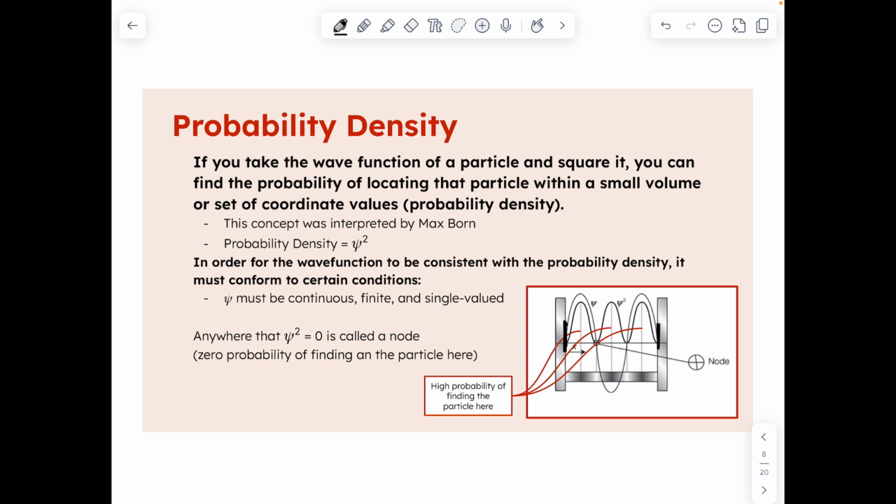So anywhere that the regular wave function crosses this axis here is where you'll get a node, as well as the 2 endpoints. So you're never going to find the particle at any of those 4 positions.